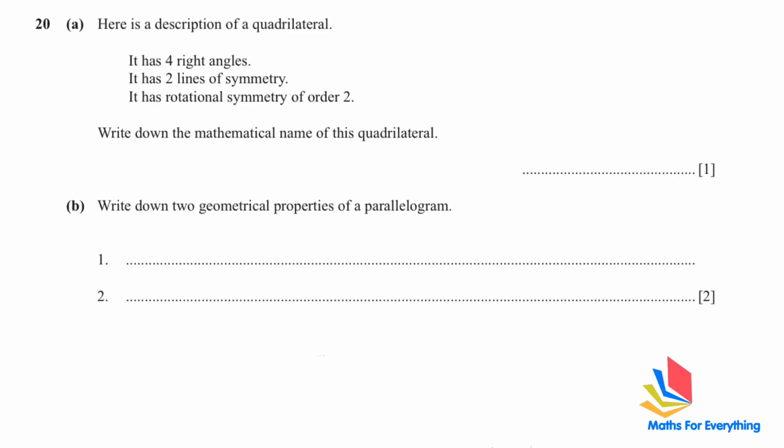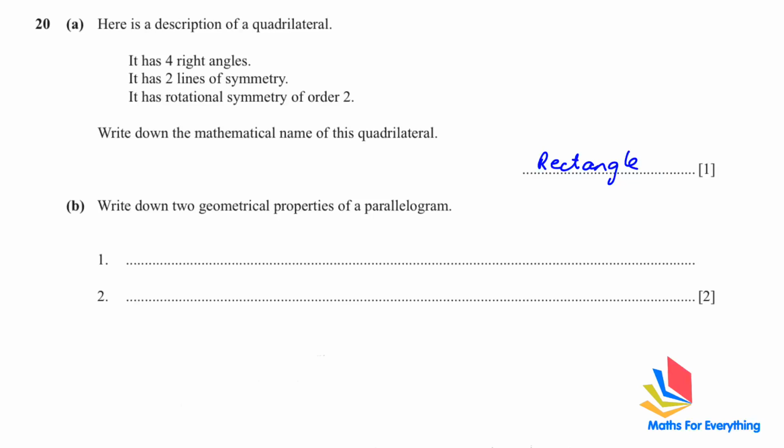Question number 20a. Here is a description of a quadrilateral. It has 4 right angles. 4 right angles, what shape comes to your mind? It could be a square or a rectangle. 2 lines of symmetry, and it has a rotational symmetry of order 2. Write down the mathematical name of this quadrilateral. It's a rectangle.